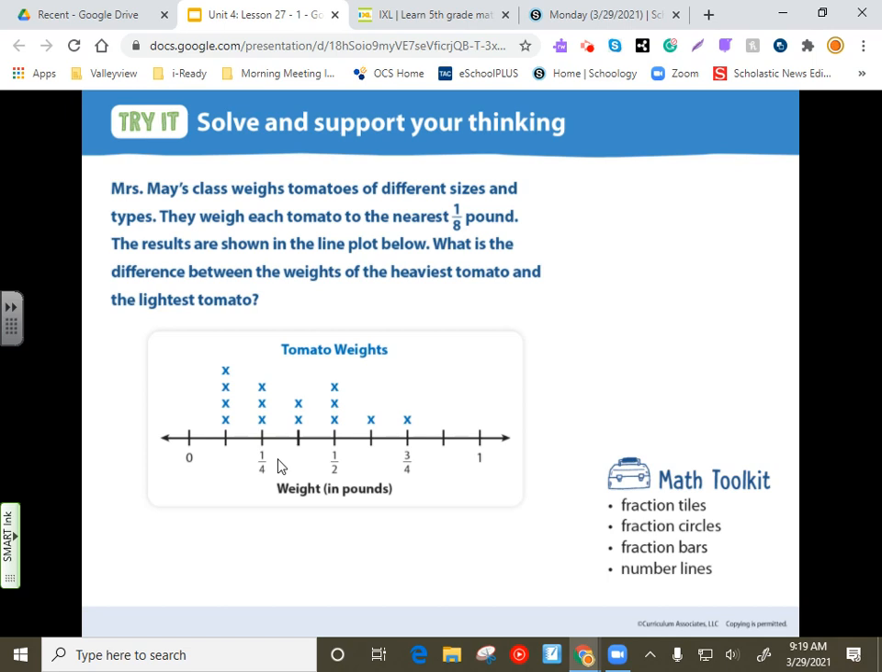So let's look at that. Let's find our heaviest and lightest. So right here, that is our heaviest. And right here, this is our lightest. And this presents us a little bit of a challenge because one of these is not labeled. So one thing we do know is every single one of these lines is supposed to represent 1/8.